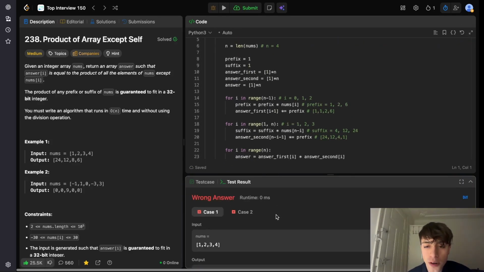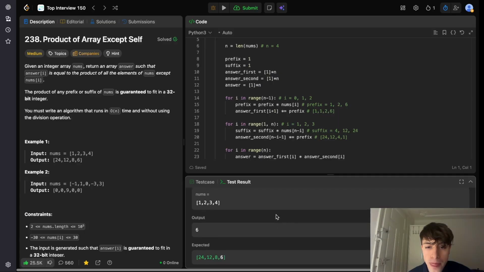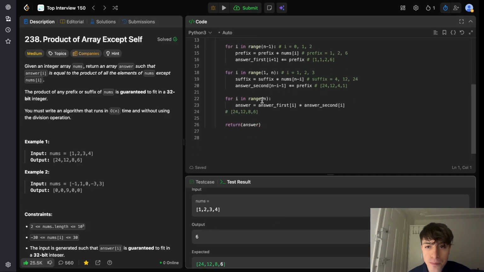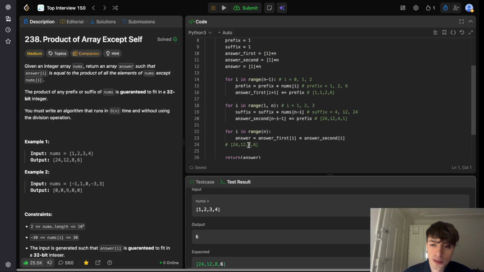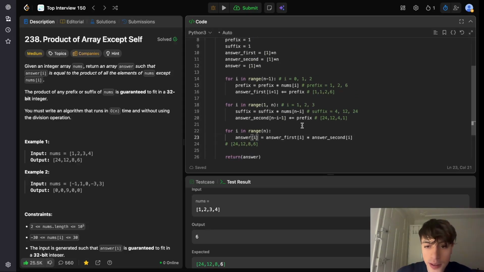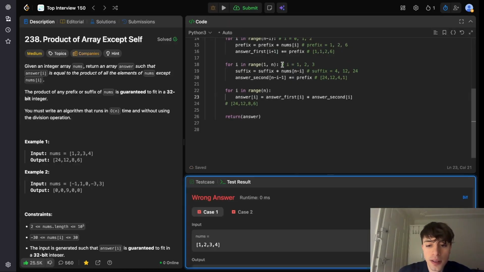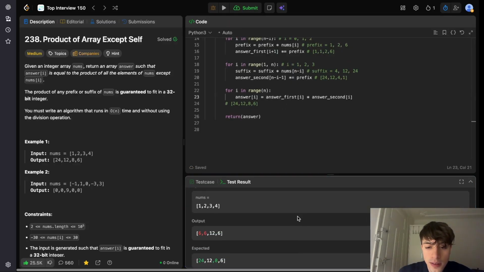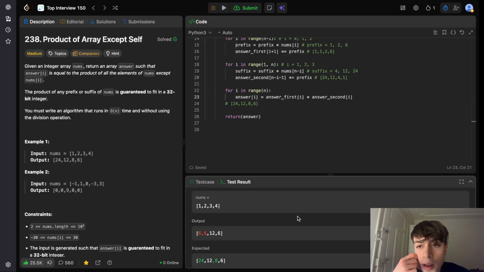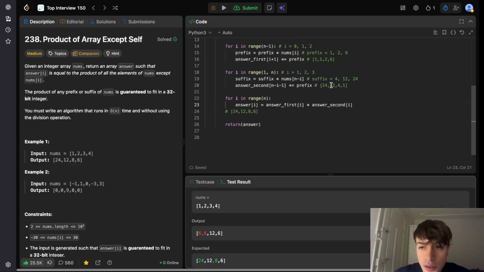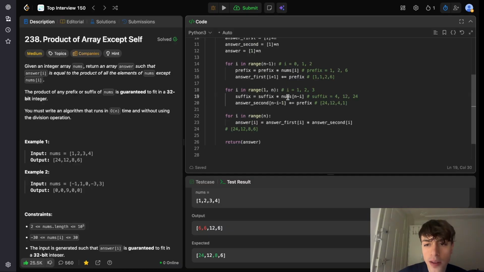Okay, guys, fantastic, it's wrong. What's the problem? This is super stupid. It's just that we forgot i here. Okay, let's try again. 6, 6, 12, 6. You're right, because here we do not get 24, 12, 4, 1. Or actually we do. Okay, you know what? Let's just say that here we multiply the suffix and we multiply the prefix just to simplify the syntax.